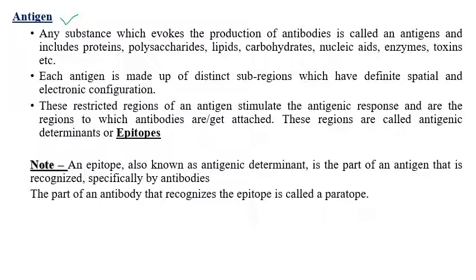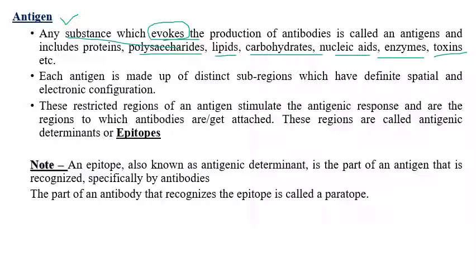So here the antigen is a substance that evokes the production of antibodies. It is actually a foreign substance that we inject from the outside that initiates the immune response. This antigen may be proteins, polysaccharides, lipids, carbohydrates, nucleic acids, enzymes or toxins, whatever it may be, that we inject from the outside, which acts as an antigen and evokes the production of antibodies from the inside.